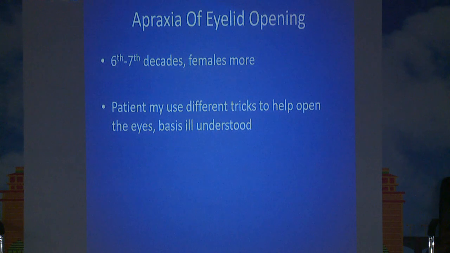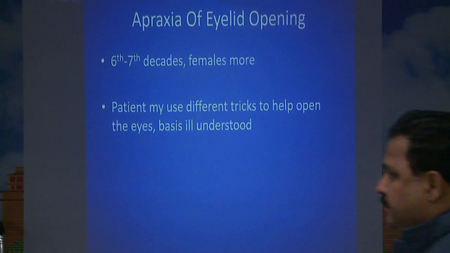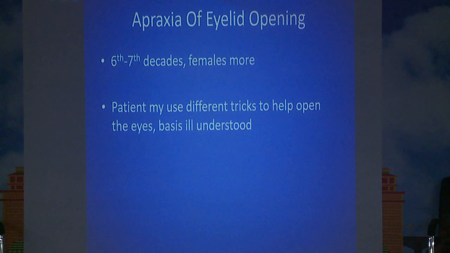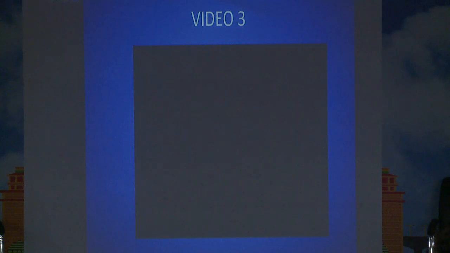So I'll give you a simple example of this. If a person has apraxia of lid opening and is walking along the road, and suddenly the apraxia strikes, the person cannot open the lid, and the next step will land in a wrong place and the person will fall. There's a risk of injury. And the patient may often use different tricks to help open the eyes, like grimacing, etc. We'll come to that in a very quick moment.